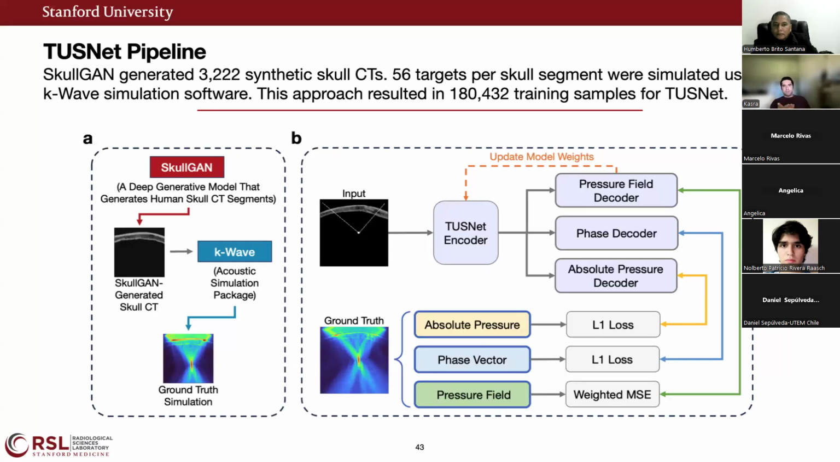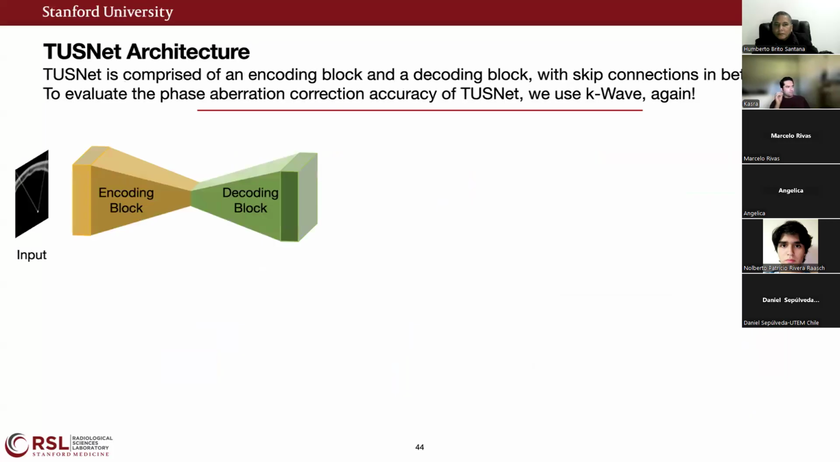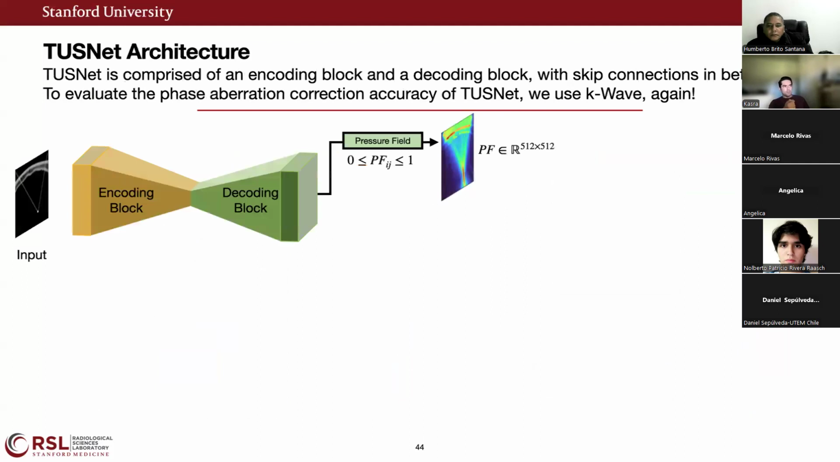Let's see what TUSNet looks like once it's trained. Once it's trained, we feed it the input, which comprises the AD transducer elements, CT of the skull segment, and the intended target. And we get 3 different outputs. And I think this slide will clarify what those are. The first output is the 512 by 512 pressure field, phase-corrected pressure field. But this is normalized. Note that every value is between 0 and 1. We have to do this. Again, those of you who are doing machine learning, if you don't do this, we're going to have exploding gradients, and we are not going to be able to train the neural nets.